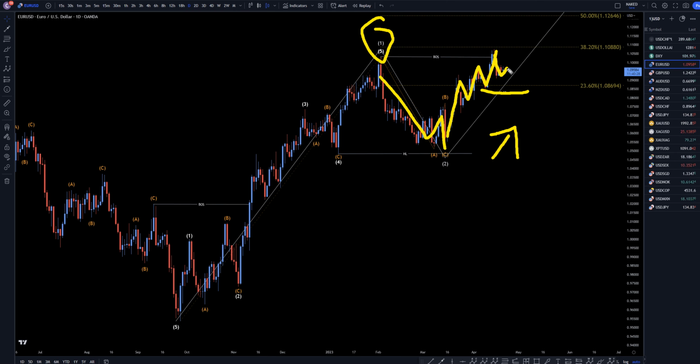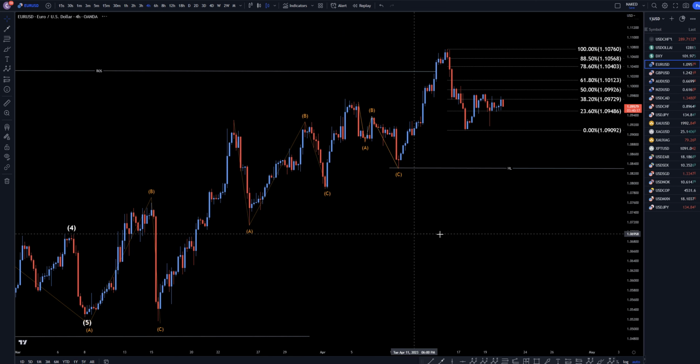I think this is more likely to make a move to the downside, and it may even break structure, but I think it's still going to be a correction, and I think it's still going to end up continuing the uptrend. So let's head down to the 1 hour time frame.